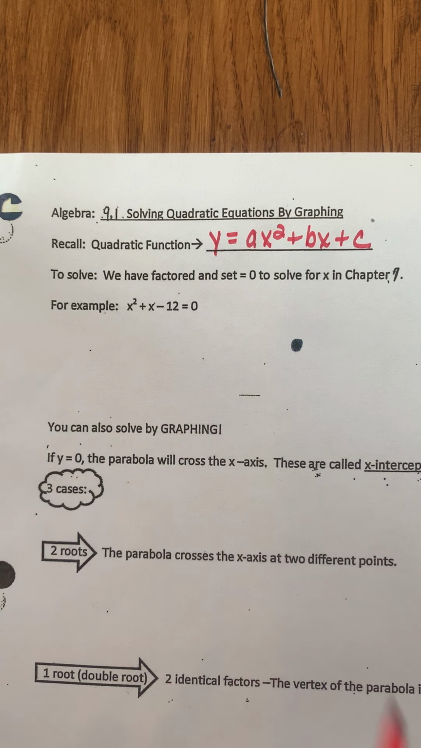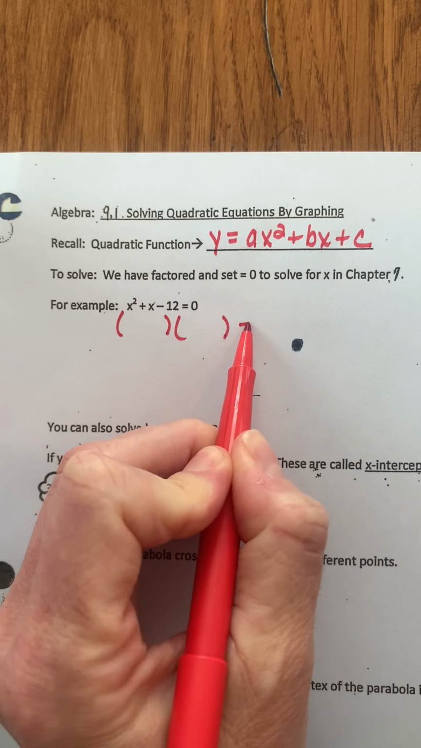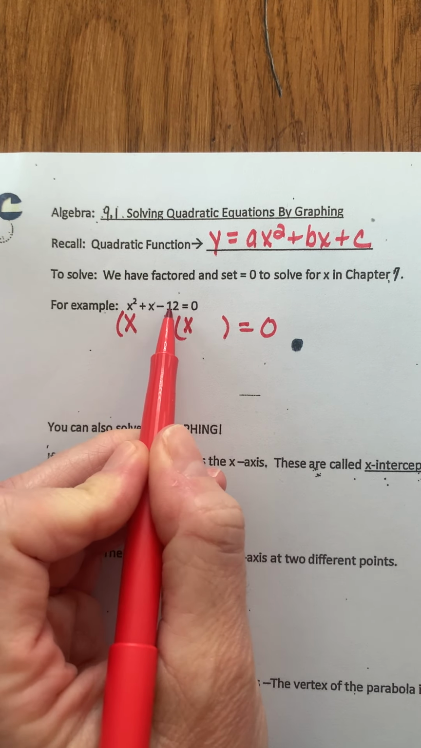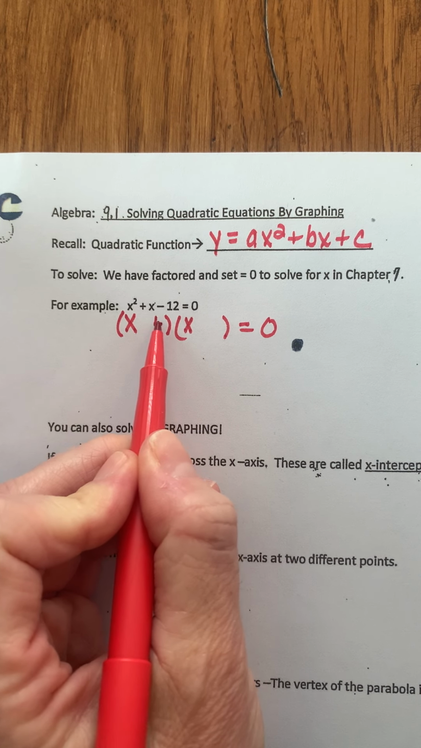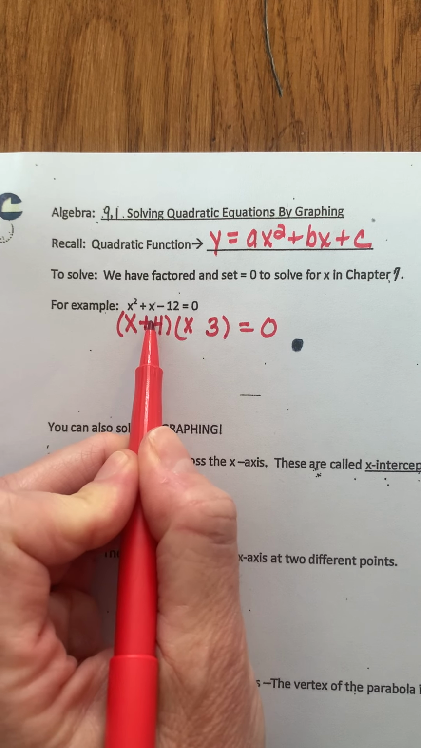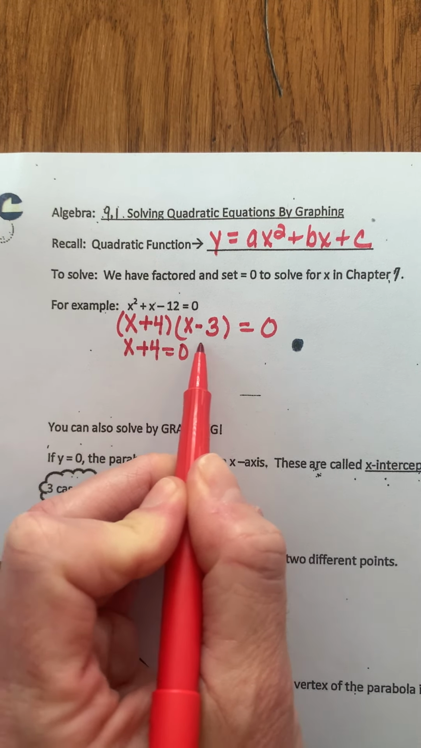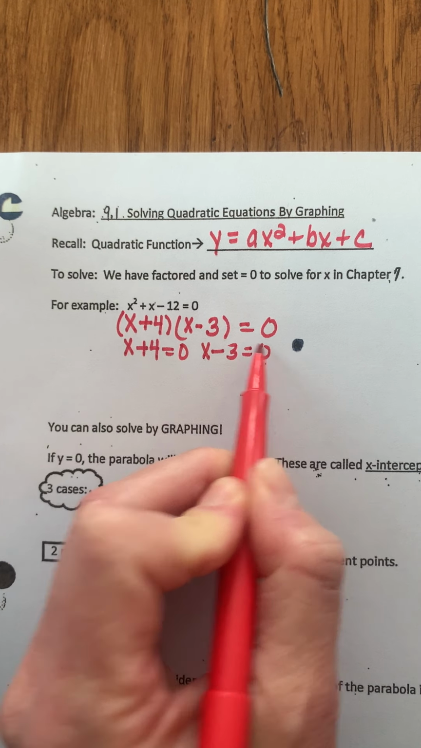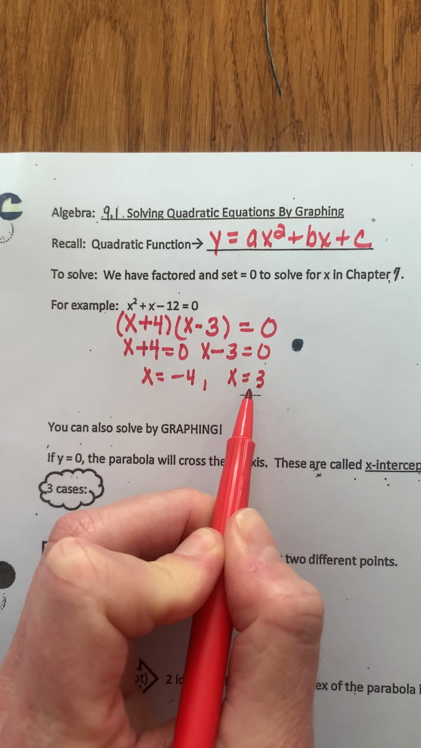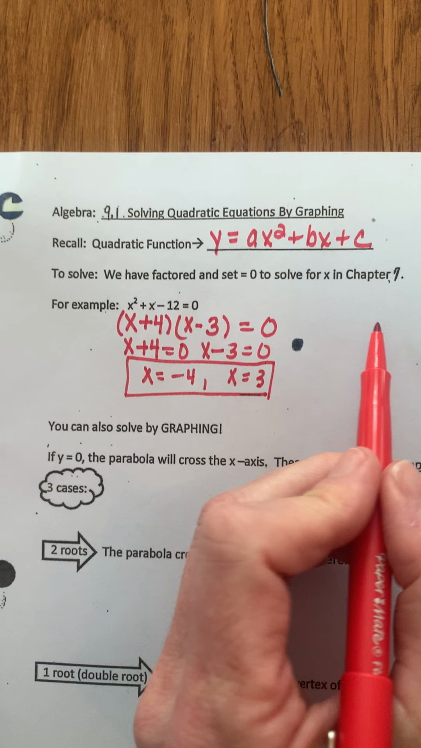So back in chapter 7, when we factored, just as kind of a review here, we took x and x. We wanted two numbers that multiply to give you negative 12. So that's a 4 and a 3. And then we wanted a positive 1, so plus 4 minus 3. We then set that equal to 0 and solve them. So you get x equals negative 4 and x equals 3. Today, we're going to graph to find that answer.